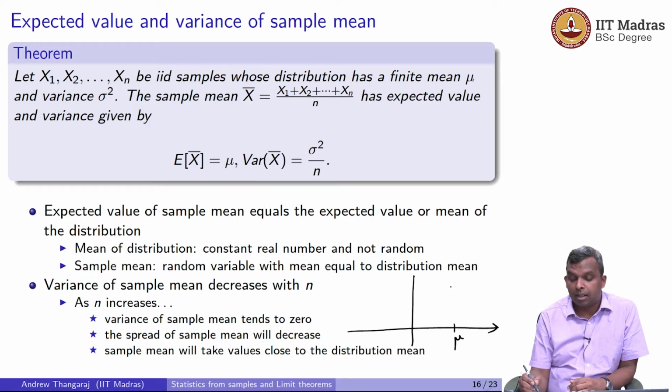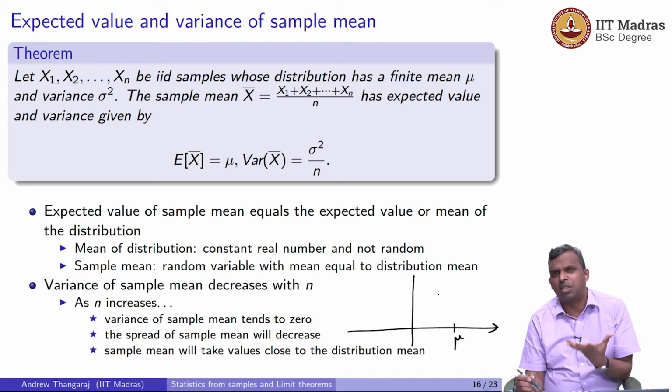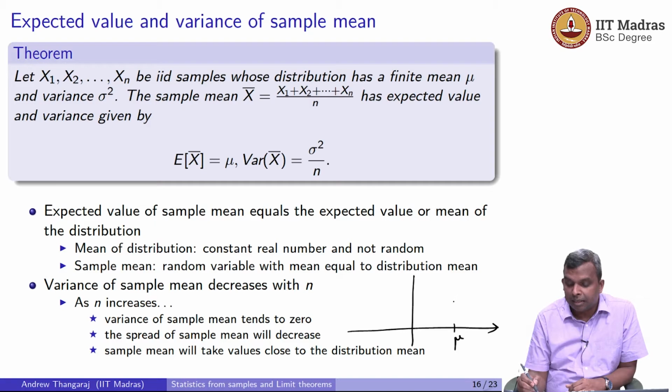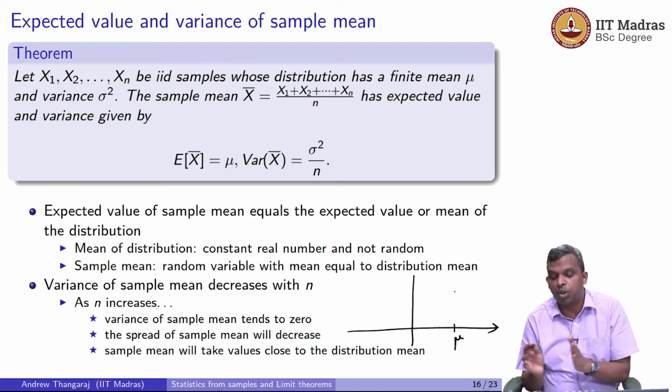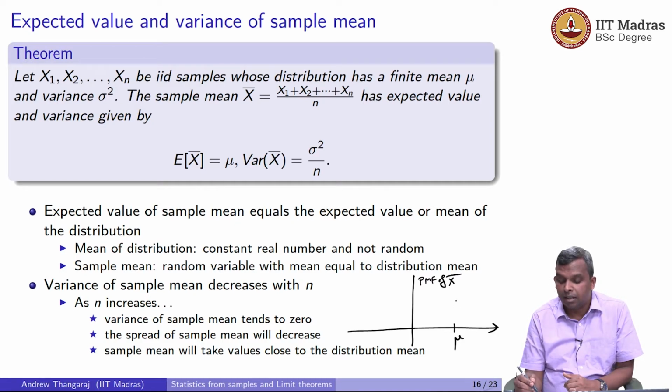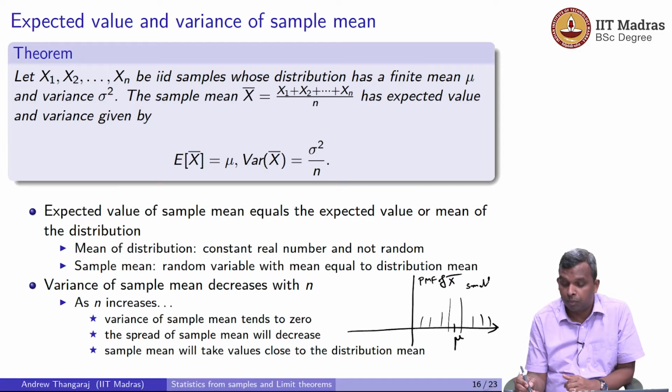So for x bar, if n is very small, like 5 or 10, the variance is only sigma squared by 5. As n increases, the spread of the distribution of x bar changes. Supposing x bar were discrete and you were looking at the PMF of x bar, for small n it may spread out like this. So this may happen for small n.